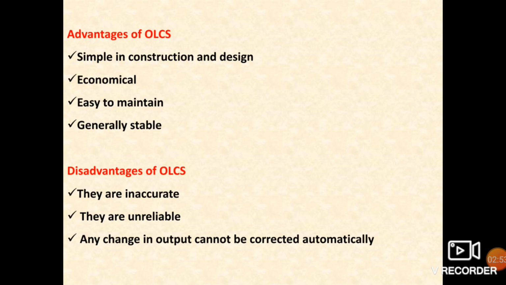Next, we can say it is unreliable. Since the output is inaccurate, the system is also unreliable. Why are we saying this? Because any change in the output cannot be corrected automatically. So these are the disadvantages of open loop control system.